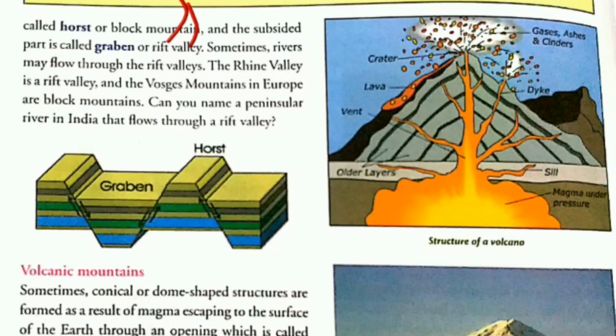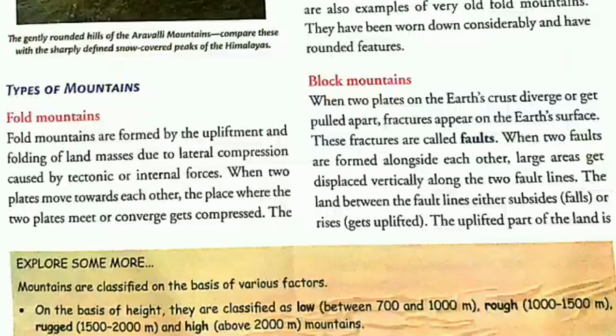So now for the second part of the answer, how are they different from fold mountains, we have to come to page number 53 again. So fold mountains are different from block mountains as from here. Fold mountains are formed by the upliftment and folding of land masses due to lateral compression caused by tectonic or internal forces. Right?